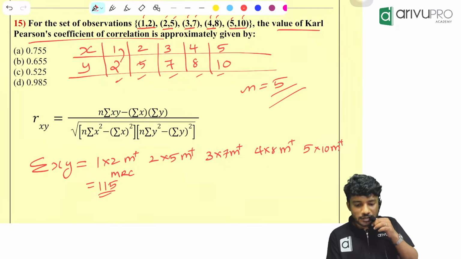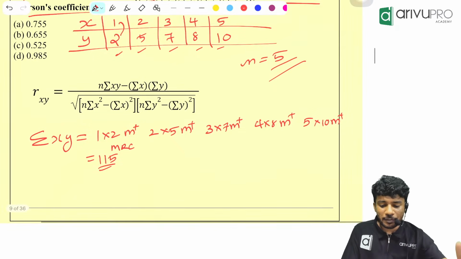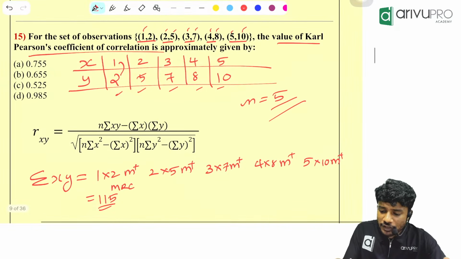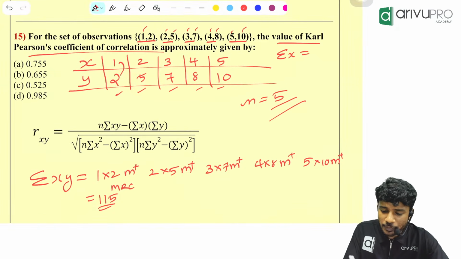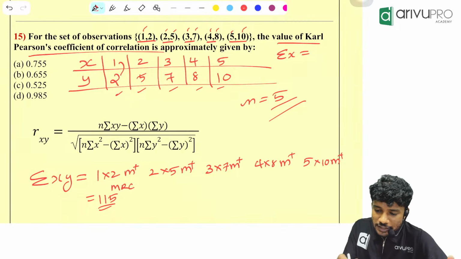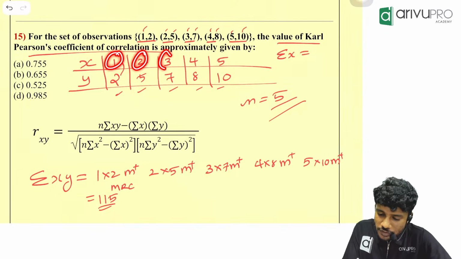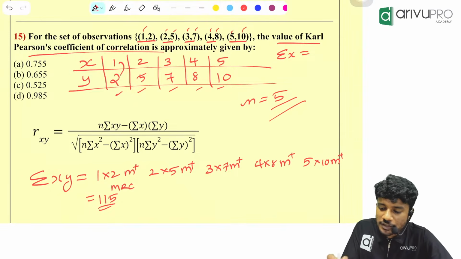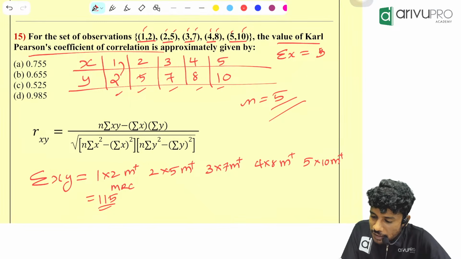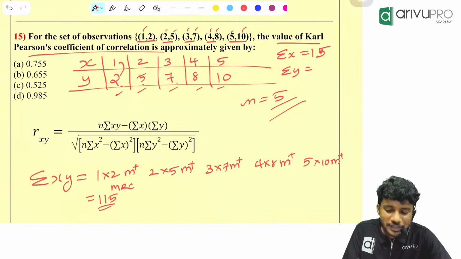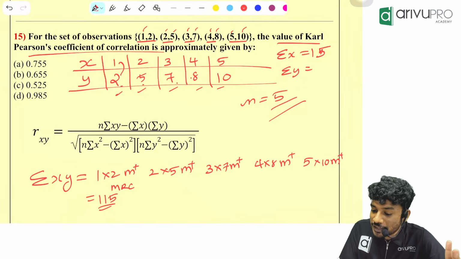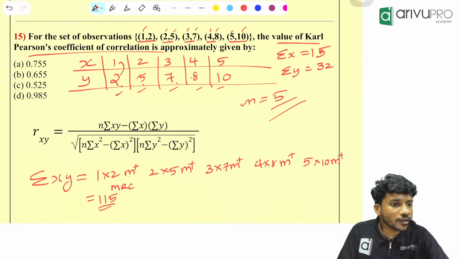115 is the answer. Then, once I get sigma xy, how can I find the value of sigma x? What is sigma x people? Sum of all the x values. 1 plus 2 plus 3 plus 4 plus 5. How much is it? 15. Correct answer. Then, what is sigma y people? 2 plus 5 plus 7 plus 8 plus 10. How much is it? 32. Everyone got it as 32?